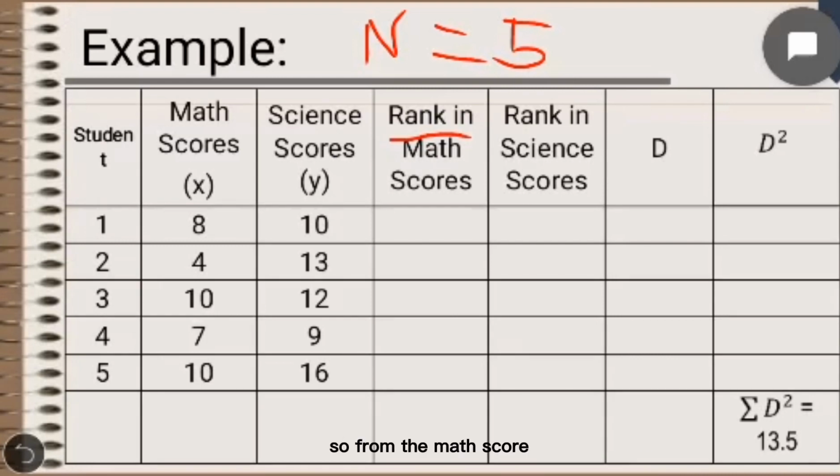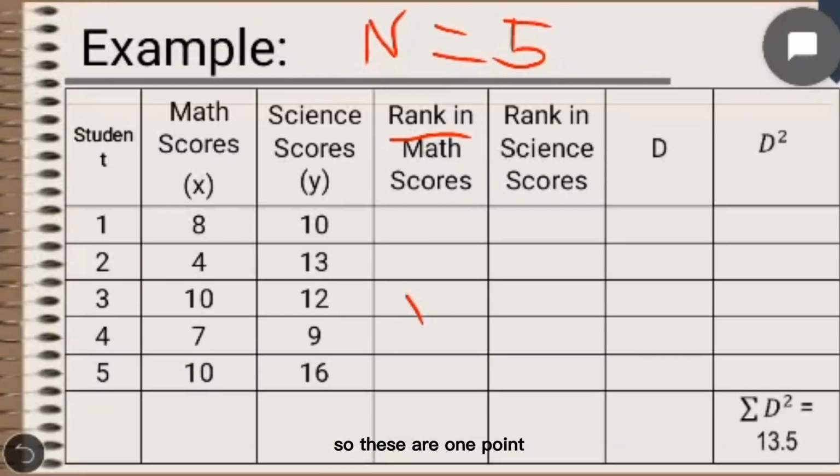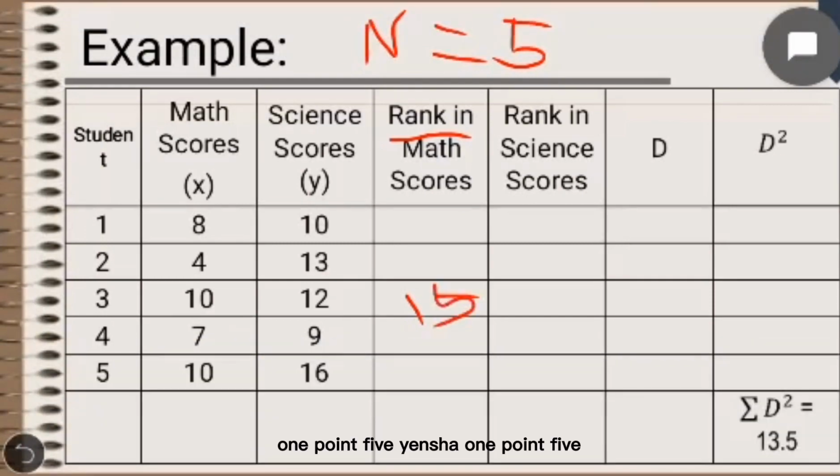From the math scores, we have to rank who has the highest score. We have student number 3 and student number 5. They both got the highest score. So we will put 1.5 here, and student number 5 is also 1.5.